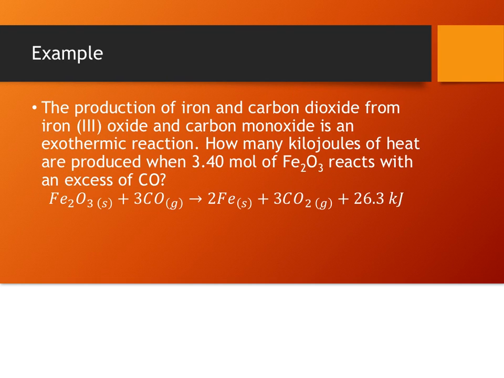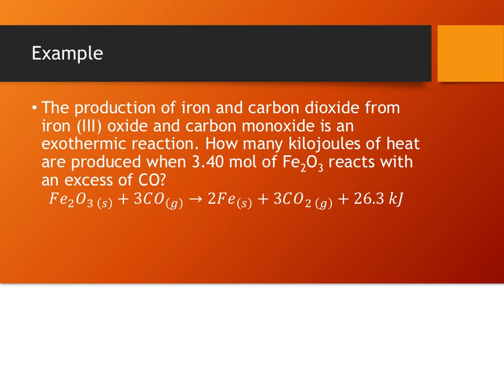All right, so the production of iron and carbon dioxide from iron 3 oxide and carbon monoxide is an exothermic reaction. How you knew that? Well, I'll show you in a bit. How many kilojoules of heat are produced when 3.4 moles of iron 3 oxide react with an excess of carbon monoxide? Okay, so first off, typically there are two ways to see whether it's exothermic or endothermic. A is this way, in that your energy is going to be either reactant or product. If it's a product that says we're producing energy, that means exothermic. If it's a reactant, that means endothermic because we have to react with energy.